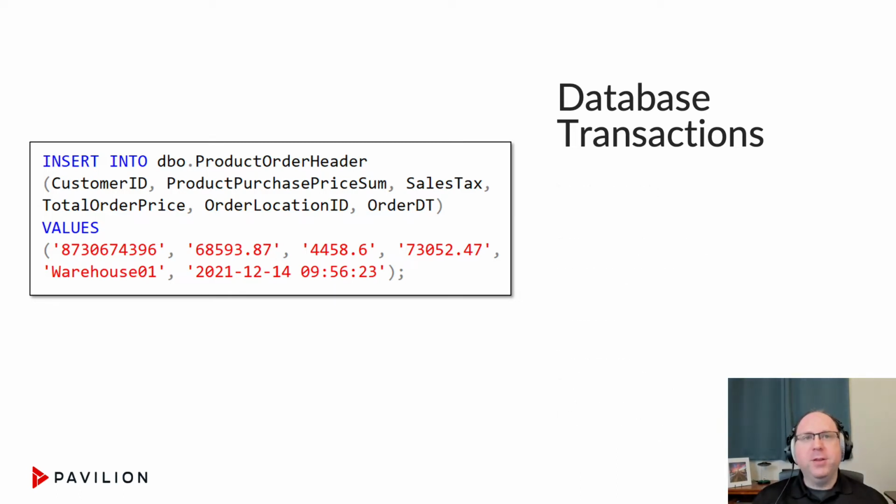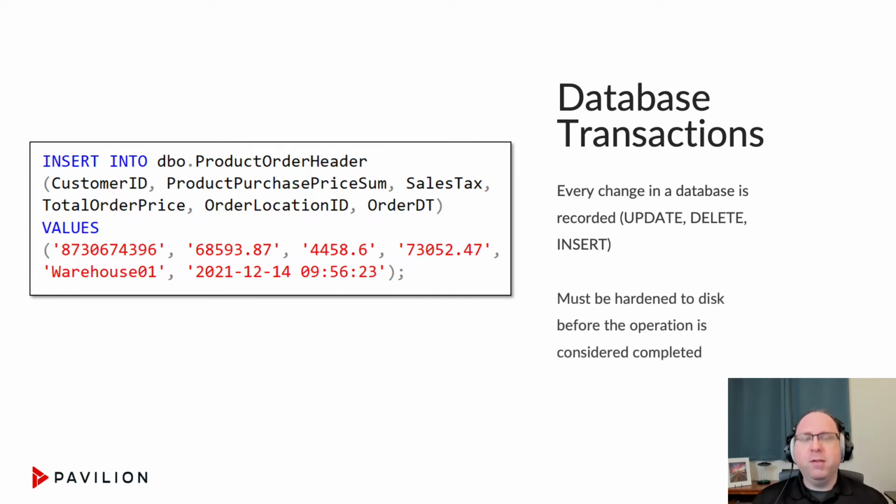Every single change that happens to these database objects, including updates, deletes, and inserts, absolutely has to be recorded to disk to make sure that this transaction is recorded. It's absolutely critical. We can't have data loss in the event that anything big happens to these systems. So as part of the ACID properties of a relational database engine, we have to harden this transaction to disk before that change operation is considered completed.